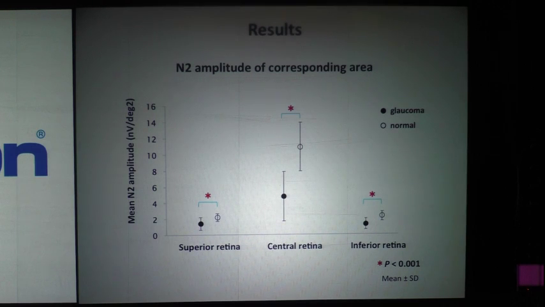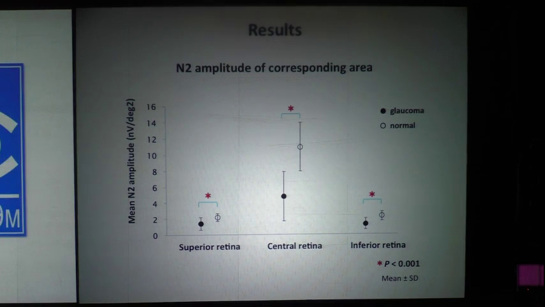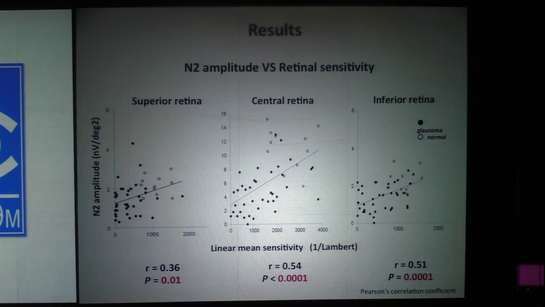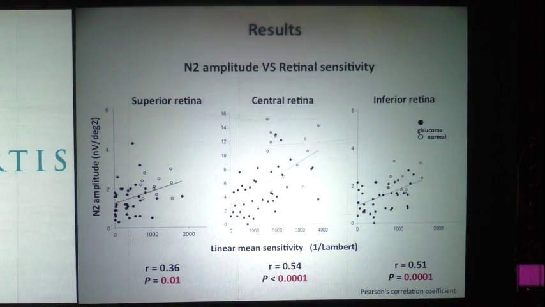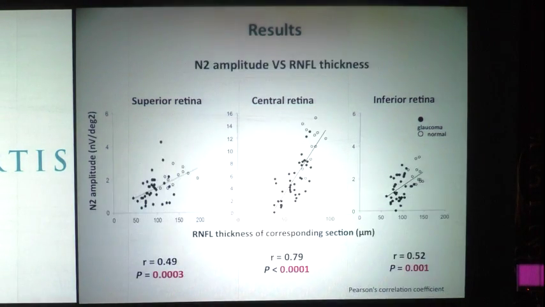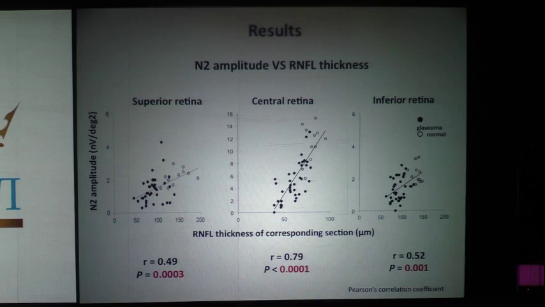Let's see the results. We compared the N2 amplitude. N2 amplitude was significantly decreased compared to the normal group in all three retinal areas. This is the comparison between N2 amplitude and retinal sensitivity. A significant correlation was shown in all three retinal areas in both groups. This is the comparison between N2 amplitude and RNFL thickness. Significant correlation was shown in three retinal areas.